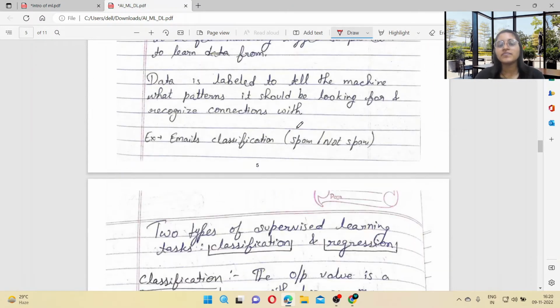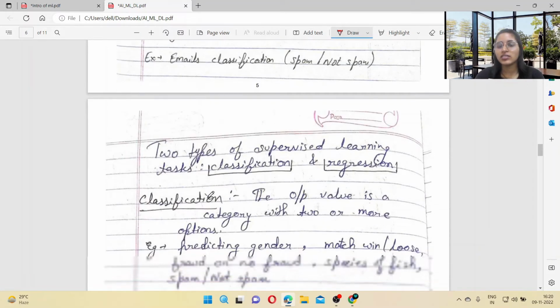Let's move to the next topic and discuss types of supervised learning. There are two types of supervised machine learning: classification and regression problems. So what is a classification problem? If the output value is in categories, two or more, if there are two categories, then we call it binary classification. If there are more than two categories, then we call it multi-class classification.